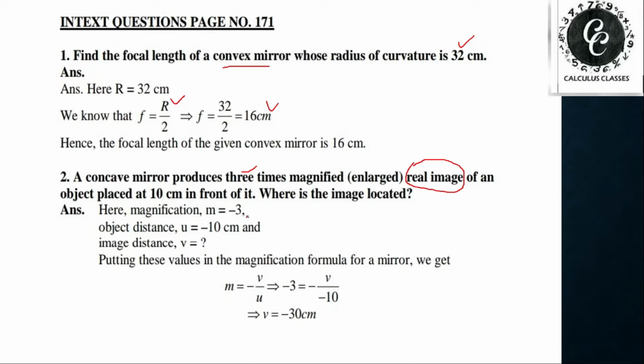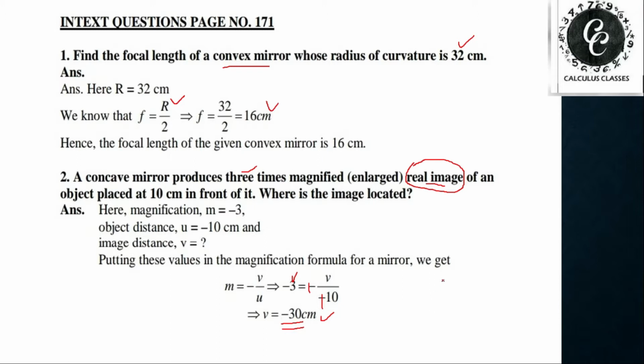Magnification will be 3, but here they are saying real, so we'll put a negative sign. We always take negative because it is placed on the left side of the mirror. So we want to know, we know the formula m is equal to minus v upon u. I place the value of m as minus 3, and this minus sign cancels that minus sign, and 3 times 10 is 30.